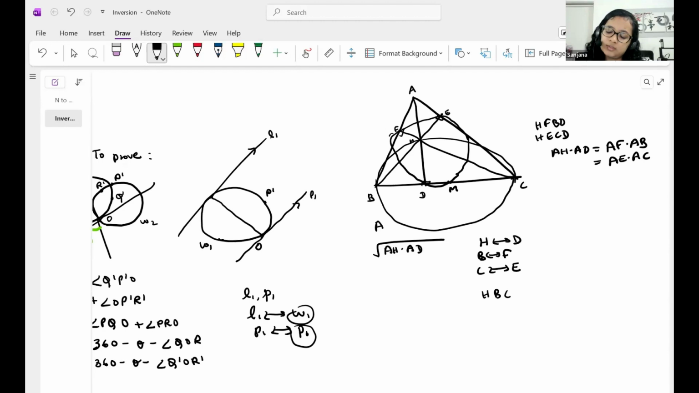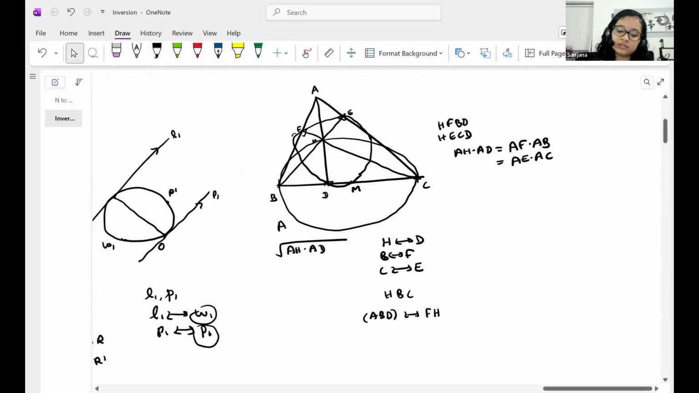And yeah, that's the main things. And you can figure out where all these other circles go. So, for example, ABD will go to line FH, and ACD will go to EH, and so on. And the second inversion that's useful in this case is inversion about H with radius root HA times HD. But you're not just doing this, you're also reflecting, so that A will go to D and so on.